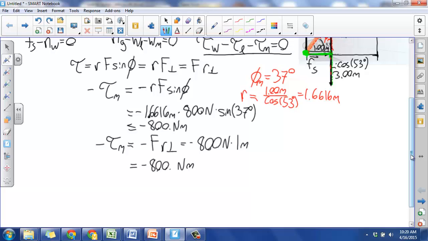Boom, we're done. No dividing by cosine 53, no multiplying by sine 37, no finding angles. If you know R perpendicular, then you're just done. We can do that with the torque of the ladder as well.